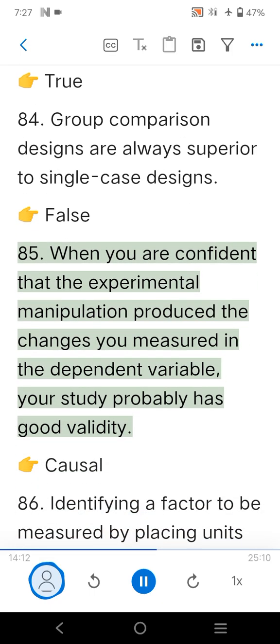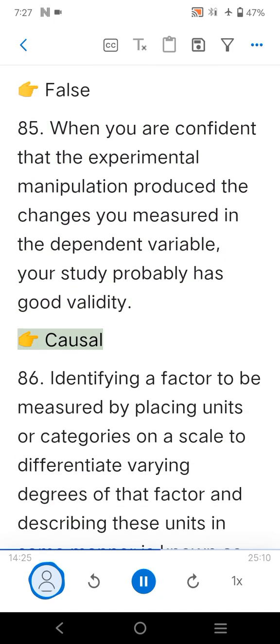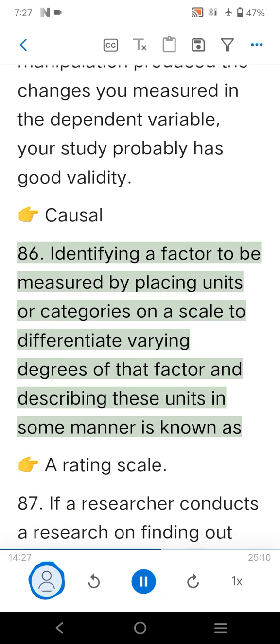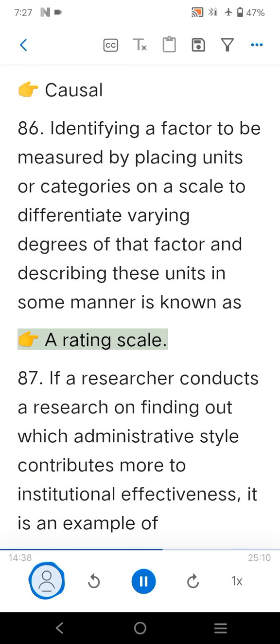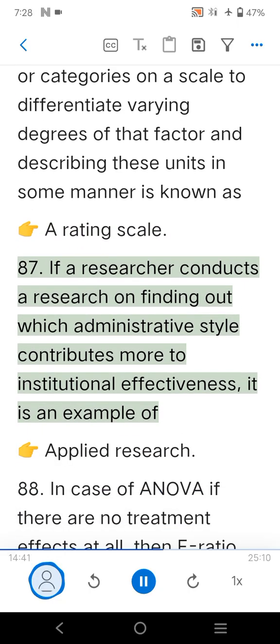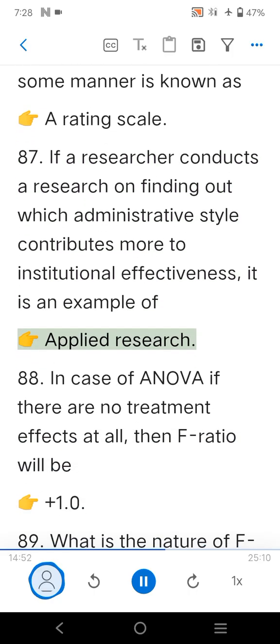False. 85. When you are confident that the experimental manipulation produced the changes you measured in the dependent variable, your study probably has good validity. Causal. 86. Identifying a factor to be measured by placing units or categories on a scale to differentiate varying degrees of that factor and describing these units in some manner is known as a rating scale. 87. If a researcher conducts research on finding out which administrative style contributes more to institutional effectiveness, it is an example of applied research.